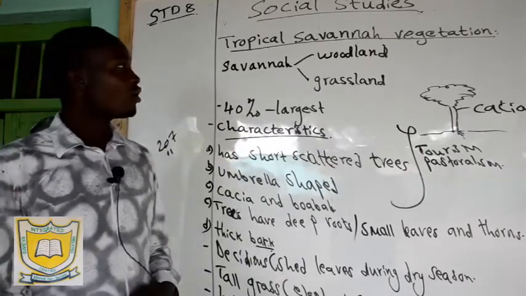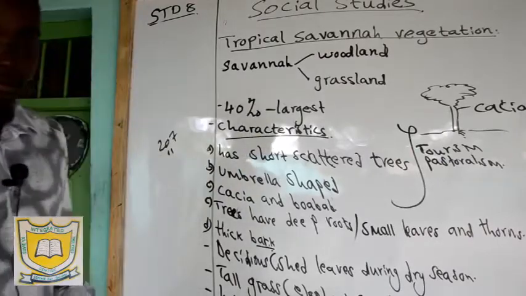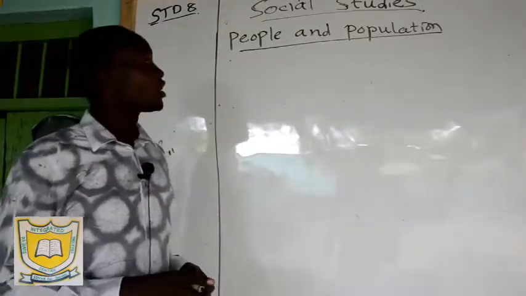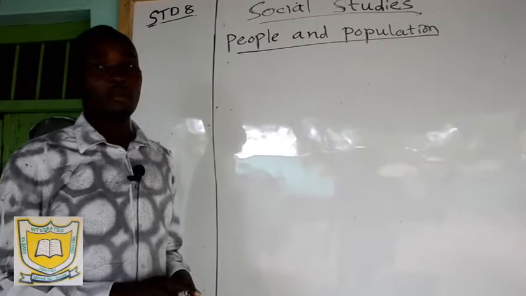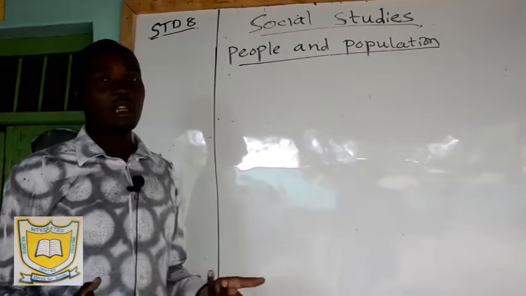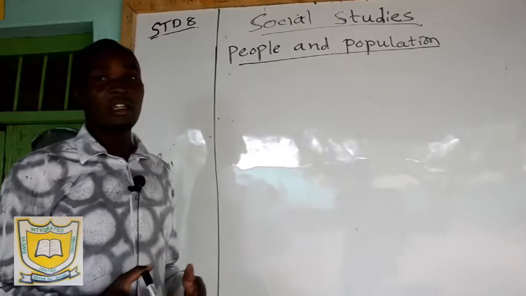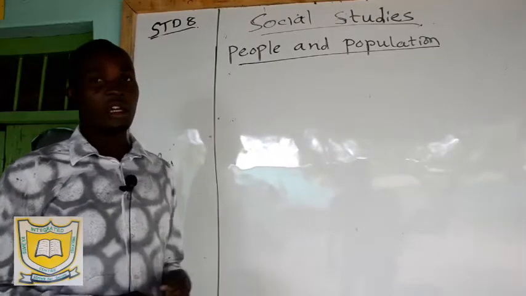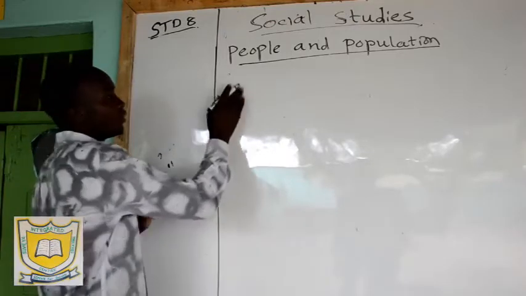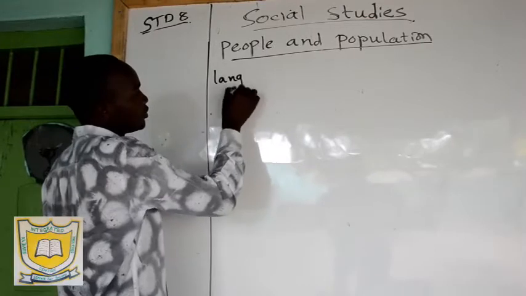So today we also want to look at another topic called people and population. We are going to look at it all the way from class 4, 5. We are going to look at major language groups. Then we shall look at the divisions in Eastern Africa, in Kenya, then Africa as a whole. So we shall start with our language groups.